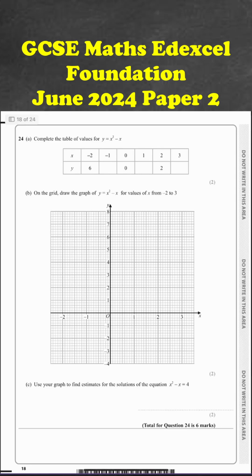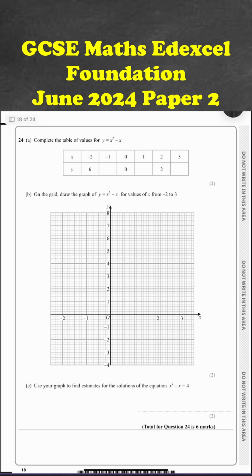Question 24. Complete the table of values for y equals x squared minus x. So when x is minus 1, minus 1 squared is 1, minus minus 1 gives us 2. 1 squared is 1, minus 1 gives us 0. 3 squared is 9, minus 3 gives us 6.